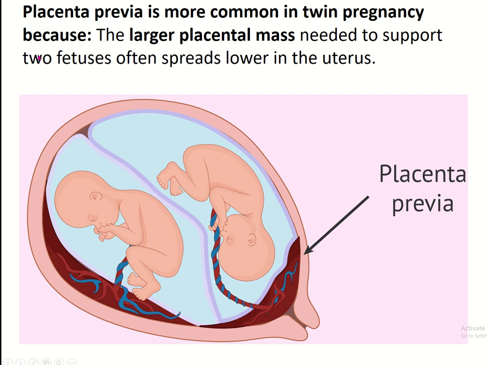Placenta previa. It is more common in twin pregnancy because the large placental mass needed to support two fetuses often spreads into the lower uterus.